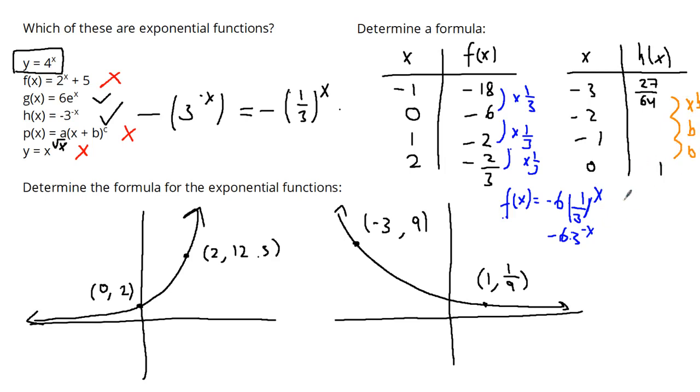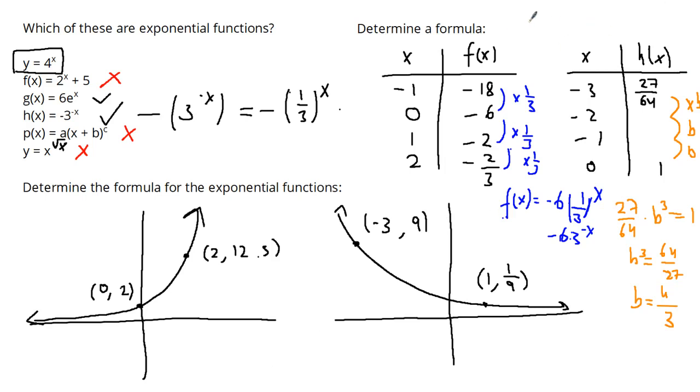So we can figure that out, because we can just do 27 over 64 times b to the third power is equal to 1. Then we multiply by 64 over 27 on both sides. B to the third is 64 over 27. Then take the cube root, and this is a very nice number because it comes out to 4 over 3.